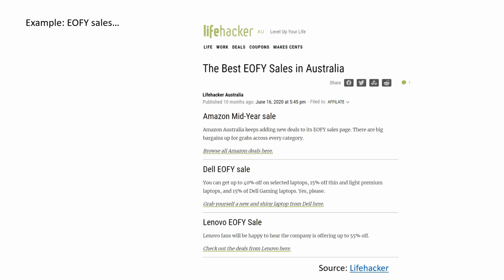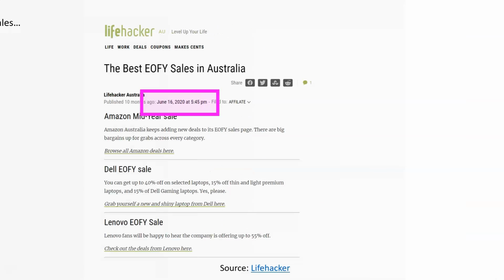Another example that's popped up in the last few years that's become a thing is end of financial year sales, EOFY. Every year you can see now Amazon, Dell, Lenovo, a great time to buy a computer or anything to do with office supplies. Officeworks always have a big end of financial year sale as well. And that is, you can see, being announced in June because the end of the financial year is June 30.